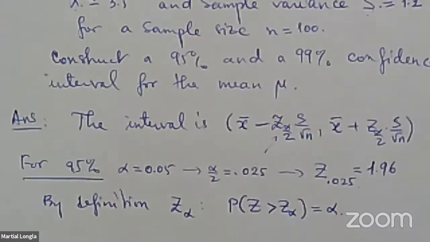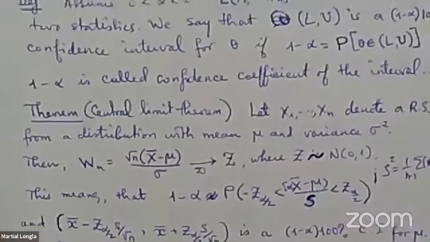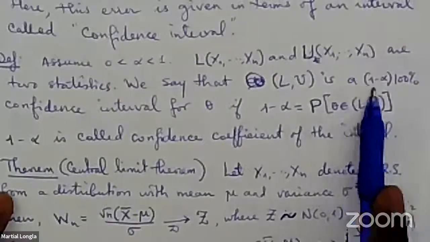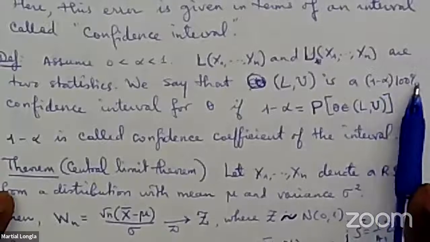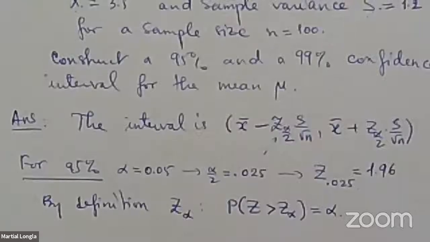Explain how you got alpha to 0.05. A 95% confidence interval is 1 minus alpha times 100, by definition of the confidence interval. So right here, the confidence interval is given as 1 minus alpha times 100. So 1 minus alpha times 100 is 95. What is alpha?